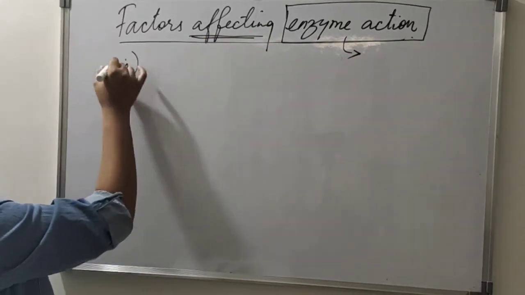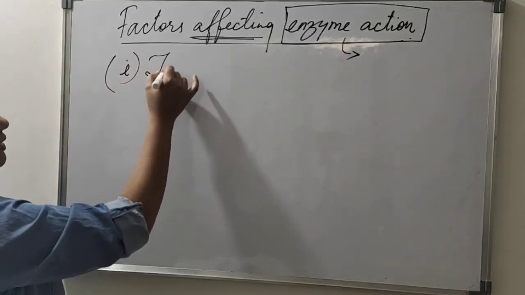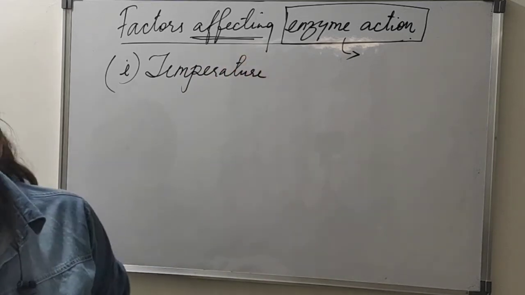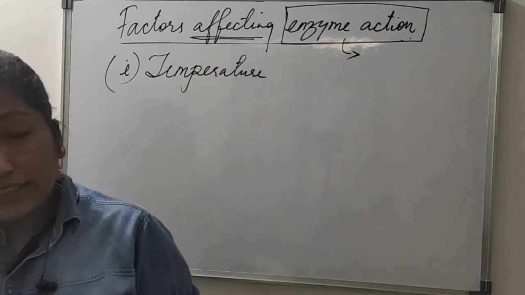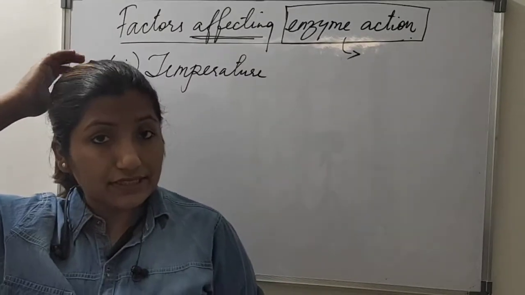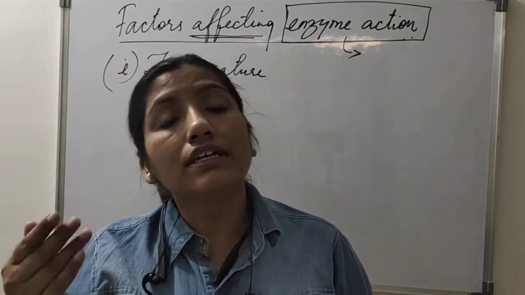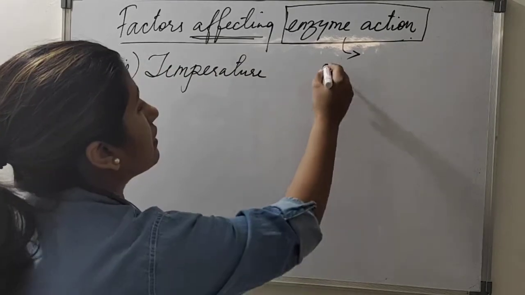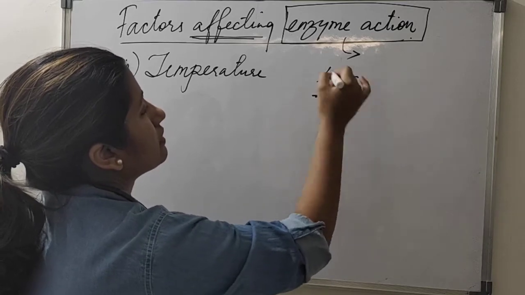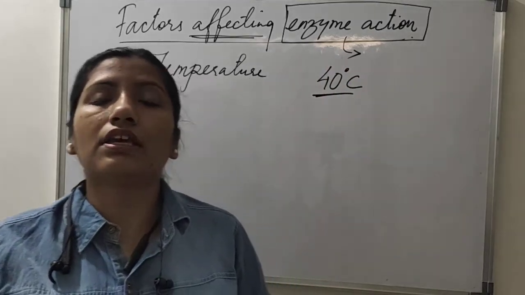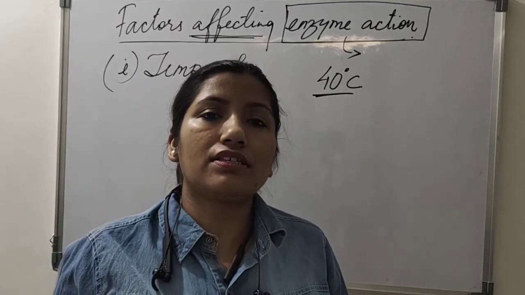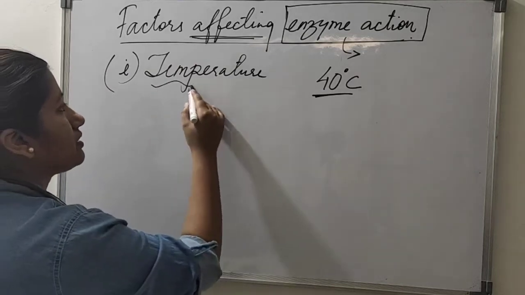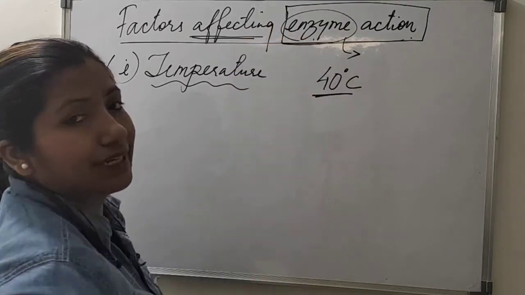Number one, it is temperature, which affects the enzyme action. With increase in temperature, the enzyme's activity also increases, up to 40 degrees Celsius. Up to 40 degrees Celsius, the rate of enzyme's activity is fast and it is increasing, because as the temperature increases, the enzyme's activity also increases.